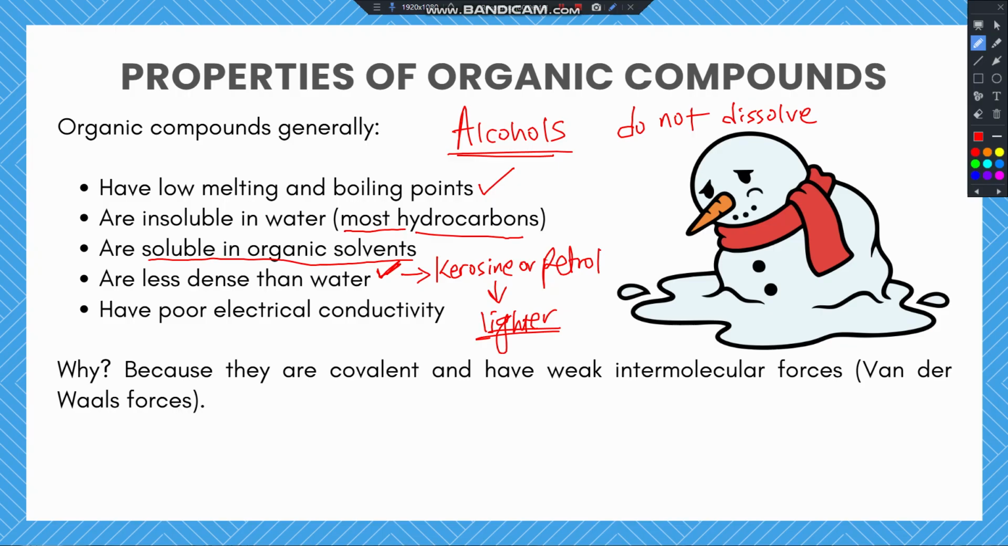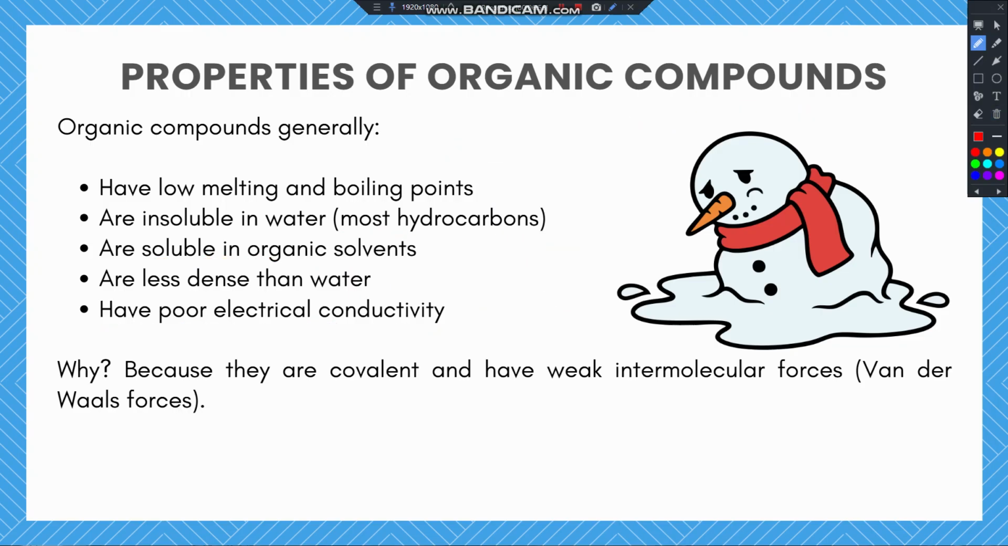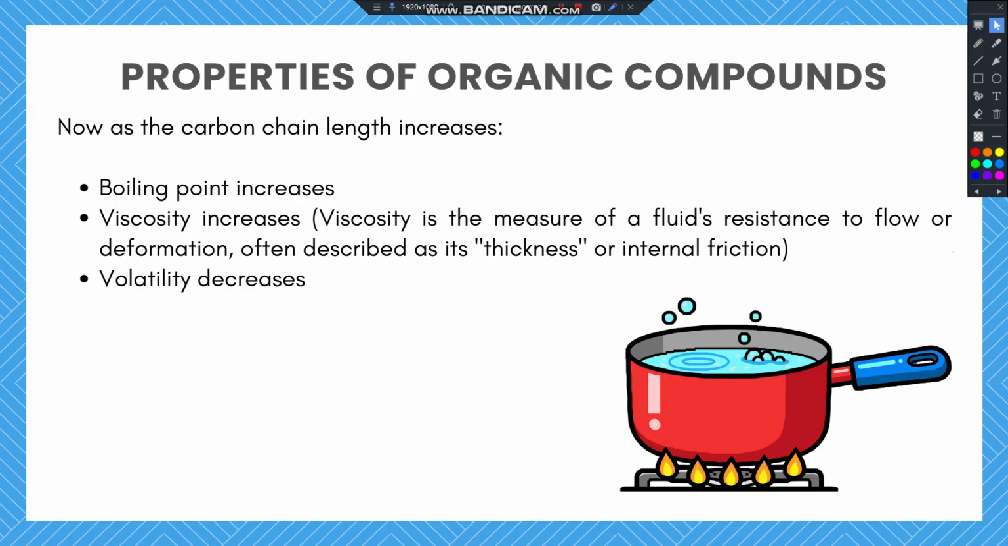And then finally, they have poor electrical conductivity. They are poor conductors of electricity. All these are because they have covalent bonds in their structures and they have weak intermolecular forces. Because of this, they are less dense than water, they possess poor electrical conductivity, and the remaining characteristics that you can see on the screen right now. I hope this video has made a lot of sense for you thus far.